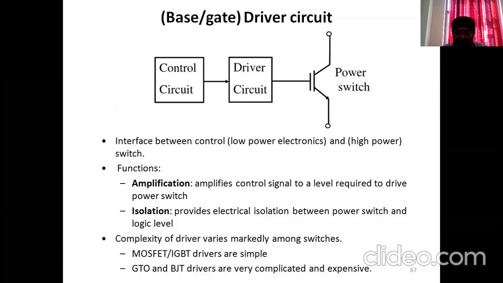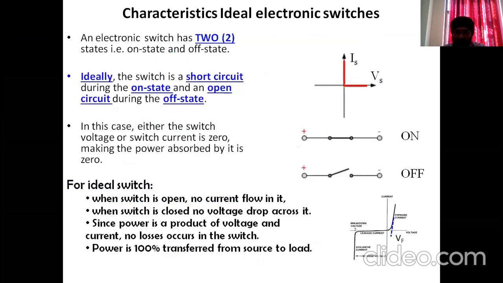So the complexity of this control circuit and driver circuit varies among various switches. For MOSFET, IGBT, and IGCT, it is very simple. For GTOs and BJTs, this gate drive circuit or gate control circuit is complicated, complex, and expensive.